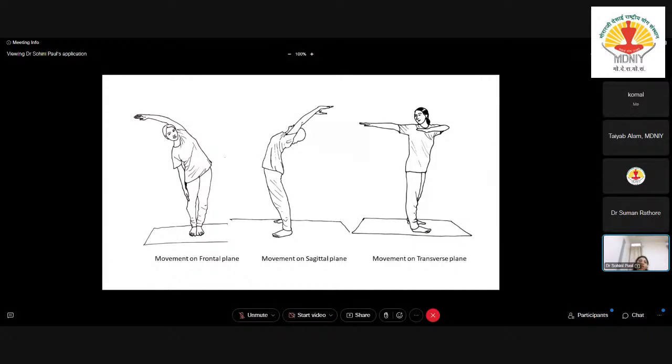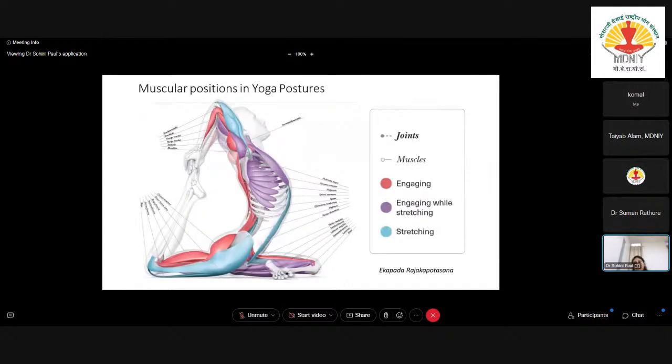So see, if we talk about this particular movement, this is a movement which is considered in the frontal plane. This movement is on the sagittal plane, and this is the movement on your transverse plane. So you should understand which movement is happening, and on which particular plane that movement is. So that's why knowledge about planes and axes is very important when you talk about postures.